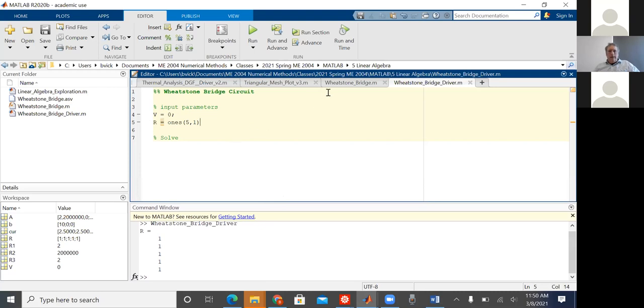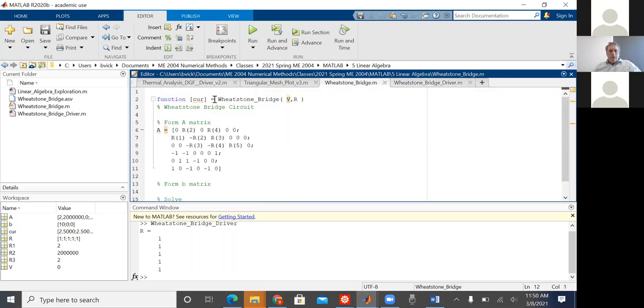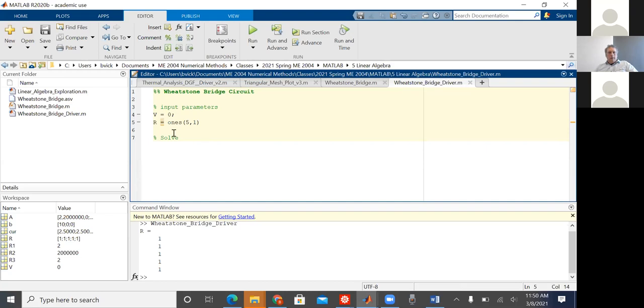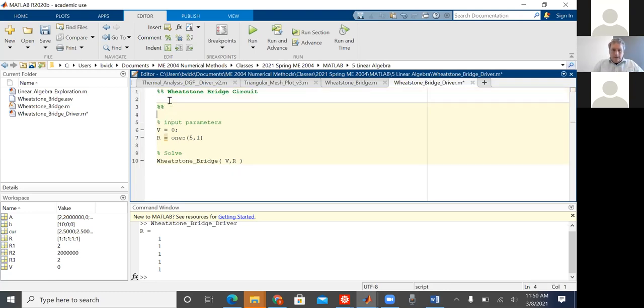Oh, now I need to call on Wheatstone Bridge. I need to just call Wheatstone Bridge. It's probably going to be an error because it doesn't have currents assigned. But let's see what Wheatstone Bridge does. And let's put in our standard housekeeping stuff. Clear the directory and clear and all that stuff. Okay, run.